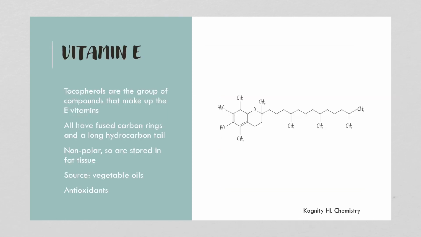Our next vitamin is another fat-soluble vitamin, vitamin E, and you can see why it's fat-soluble because there's only the one functional group and the rest is all non-polar. They're made of tocopherols, the compounds that make up E vitamins. They all have fused carbon rings and a long hydrocarbon tail. Again, they're non-polar, so we store them in our fatty tissues. A good source of vitamin E would be vegetable oils, and their job is to act as antioxidants.